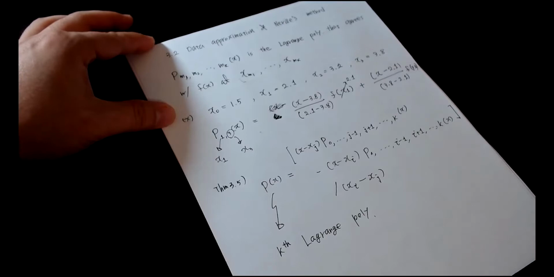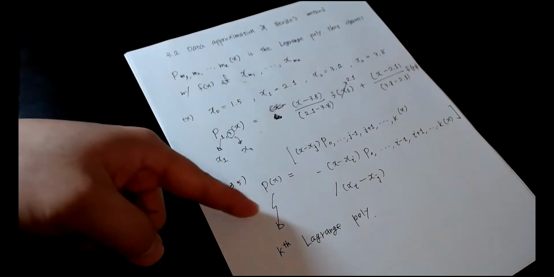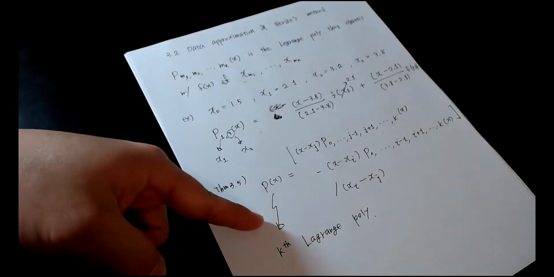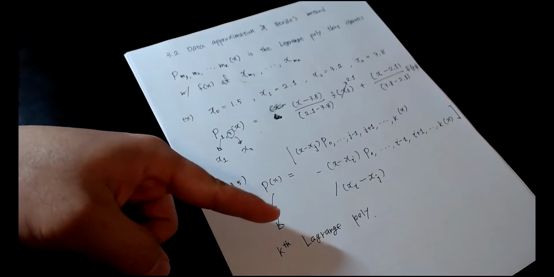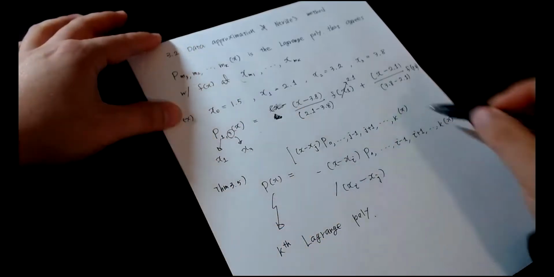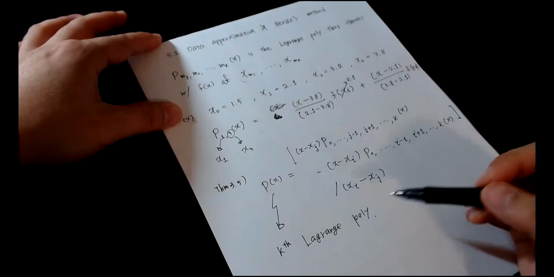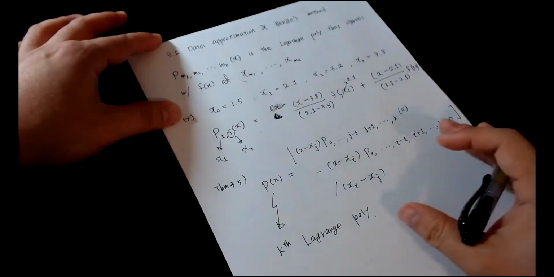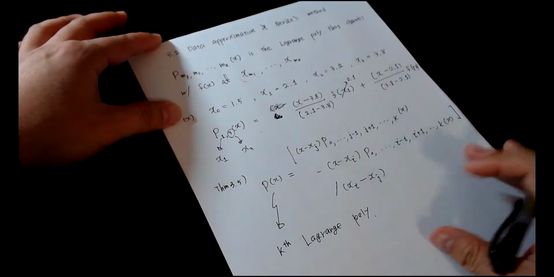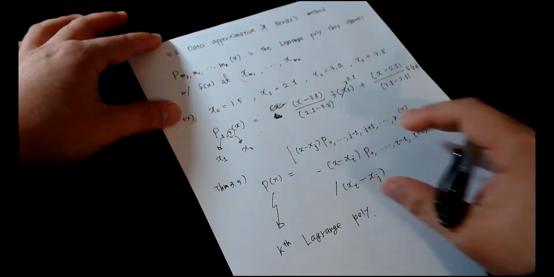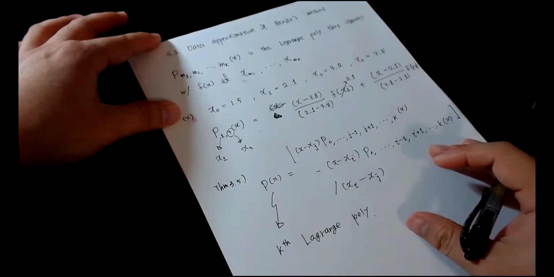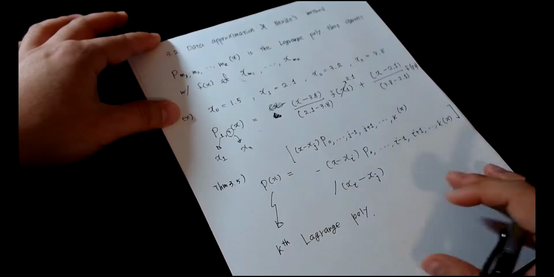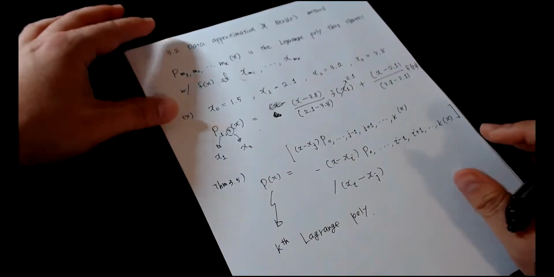Next, we proved that this formula satisfies the Lagrange polynomial property. It means that P of x agrees with f of x at every single node. We proved that.